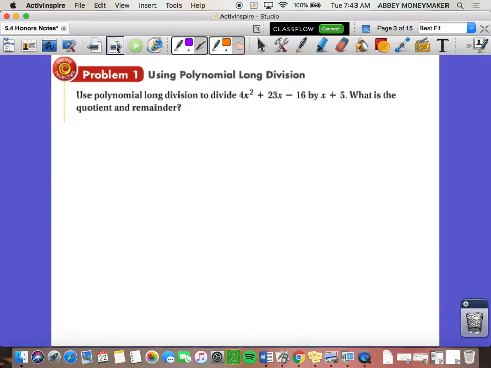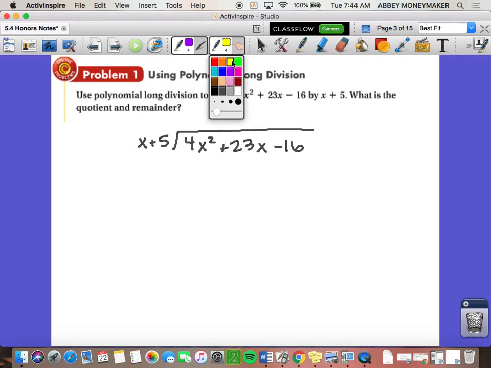So this might make a little bit more sense if we start a problem from scratch, so let's go ahead and do that. On problem number 1, we have 4x squared plus 23x minus 16, and that's being divided by x plus 5. So I'm going to put my x plus 5 on the outside as my divisor. And I'm going to have the 4x squared plus 23x minus 16 underneath. And really important here, we notice that our equation is in standard form. That is crucial before I get started here.